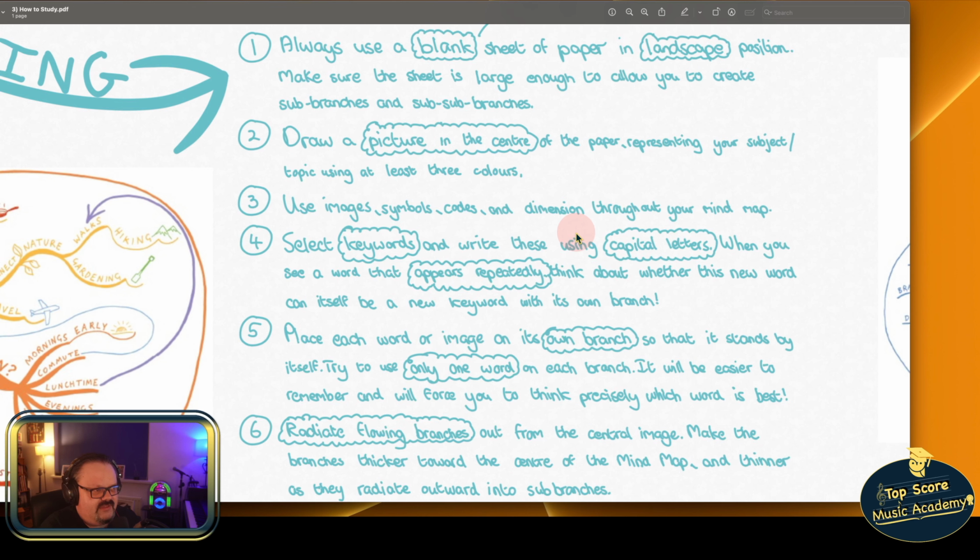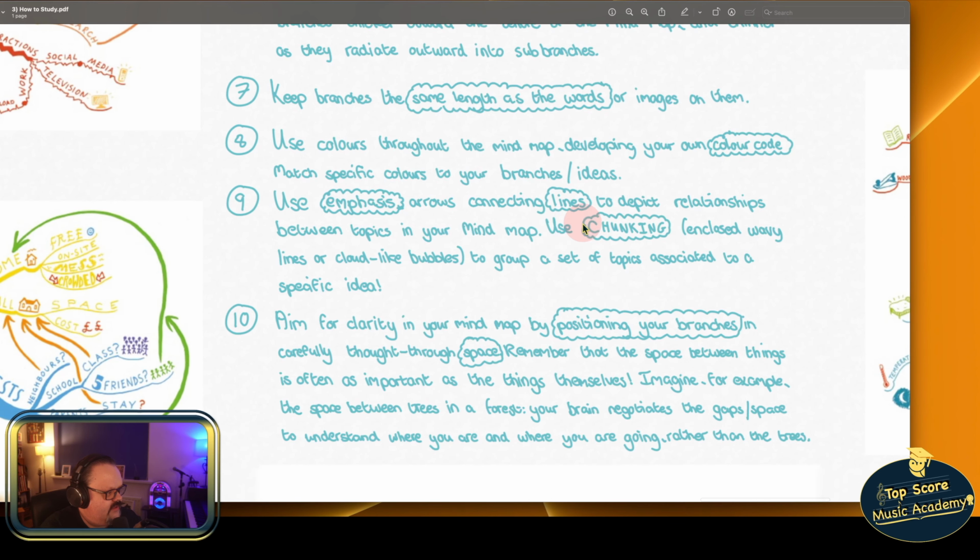I think for the AS set work, the Beethoven set work, I do quite a bit of that as well. So using chunking and enclosing wavy lines or cloud-like bubbles to group a set of topics associated to a specific idea. You can not only group information together onto the same branch for each topic, but you can group branches and topics together other ways as well, so that your mind map becomes highly organized. And that's really good if you can do that. You don't have to. It's just if you see a relationship between certain things, don't forget to call out that relationship and emphasize that relationship.